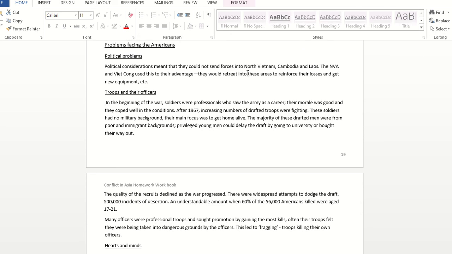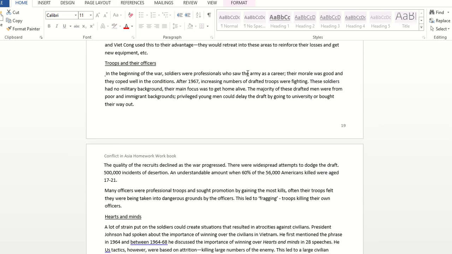And that tactic led to 3 big problems for the Americans. Firstly, the North Vietnamese and the Viet Cong, if they were under pressure, they could escape into North Vietnam, Cambodia and Laos. Now, the Americans couldn't follow them into Cambodia and Laos, so it meant that they had time to gain their supplies and regroup.